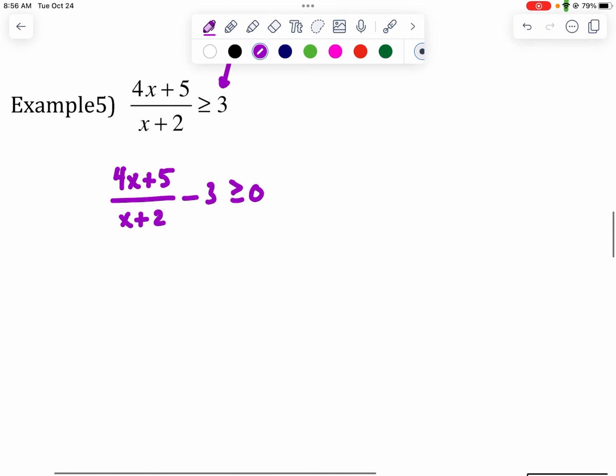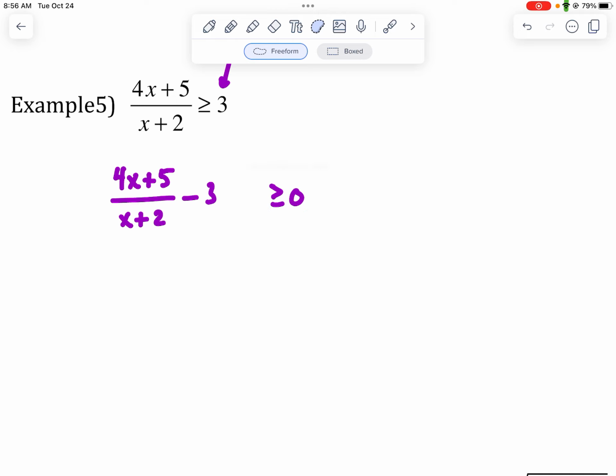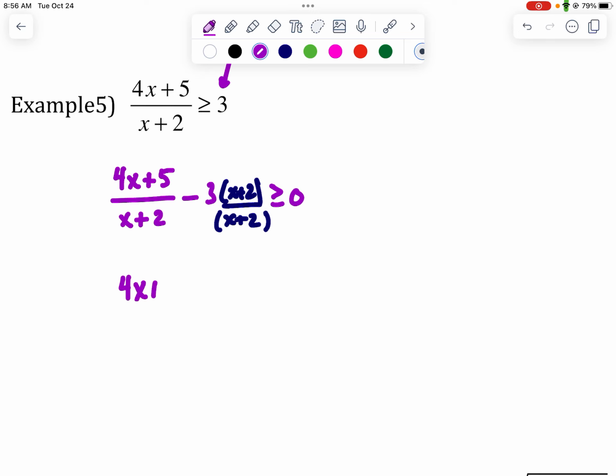But now I'm going to need to get a common denominator, right? So I cannot do what I've been doing until I get that common denominator. So this is going to need an x plus 2 over x plus 2. Right? So now that I've got a common denominator, I'm going to have 4x plus 5 minus 3x minus 6 all over x plus 2.